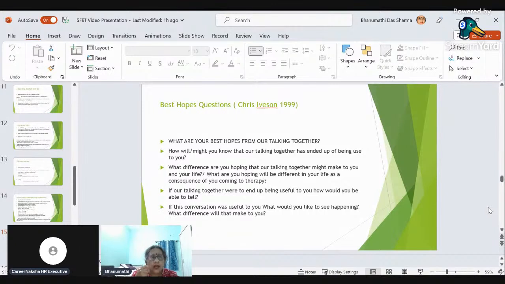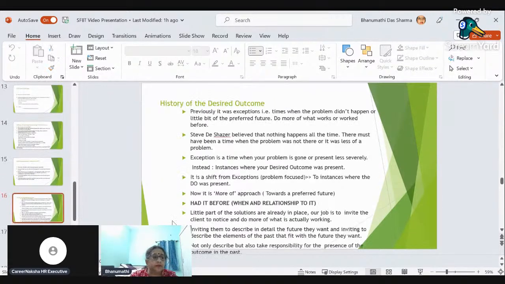Or we can ask, if our talking together were to end up being useful to you, how would you be able to tell? Or we can ask, if this conversation was useful to you, what would you like to see happening? What difference will that make to you? So these are other ways of arriving at their best hopes, because without that we cannot proceed.